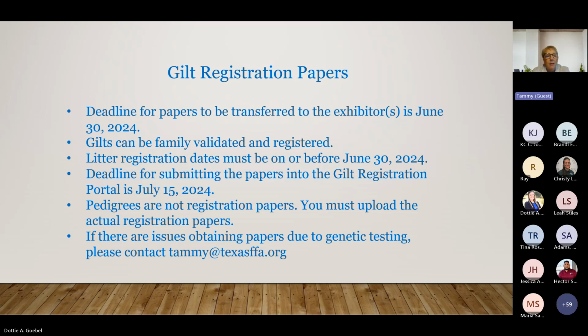The other thing that we have to emphasize is litter registration dates. Those are the dates that the actual breeders register those gilts. It has to be on or before June 30th, 2024. And I'm going to give you an example of that in just a few minutes. The deadline for submitting the papers into the gilt registration portal is July the 15th. That will close at 11:59 p.m.